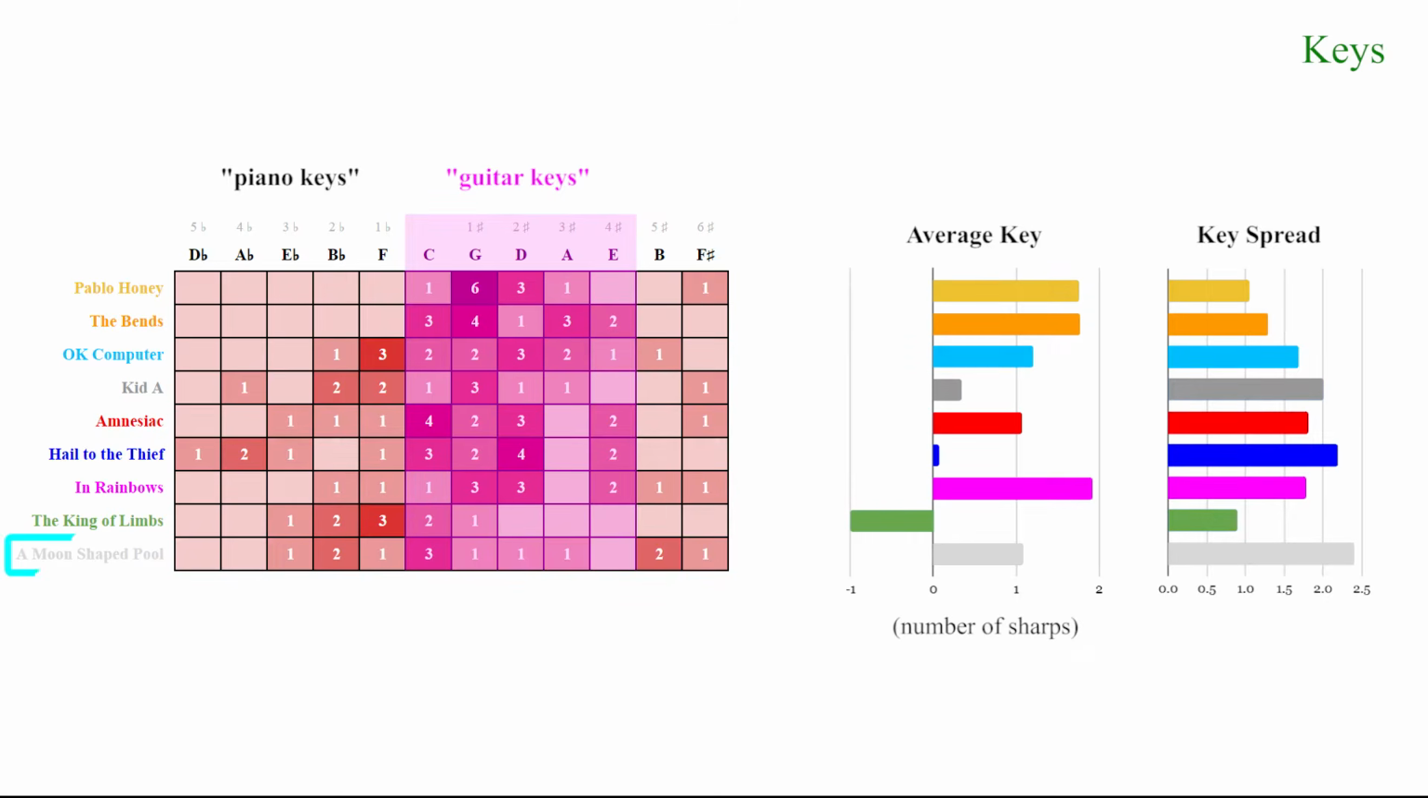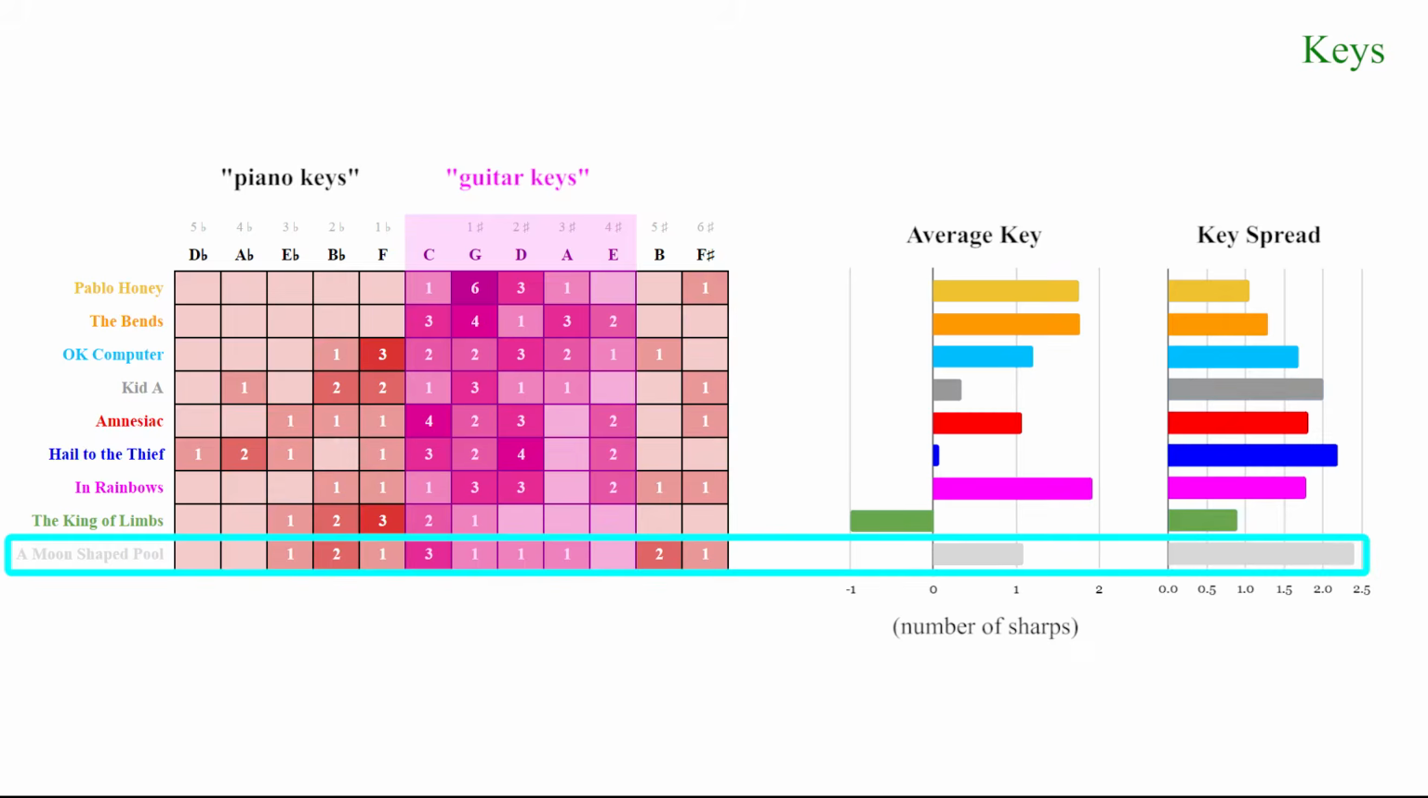Finally, on A Moon-Shaped Pool, the average key is somewhat in the middle of Radiohead's typical range, with around 1 sharp, but the spread is the highest of Radiohead's discography, with the keys on this album being on average 2.5 sharps or flats away from its average key.